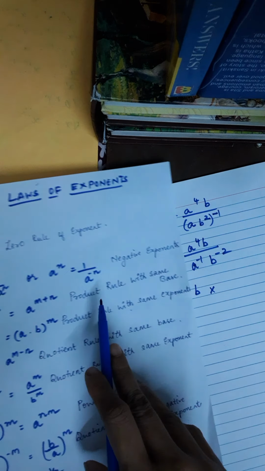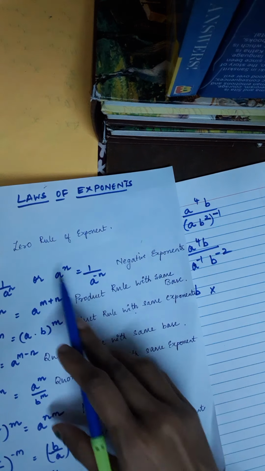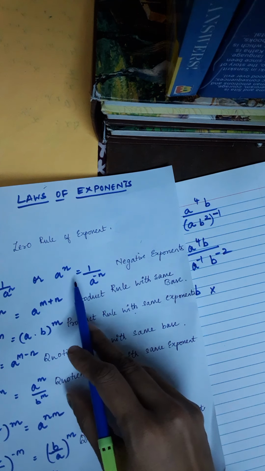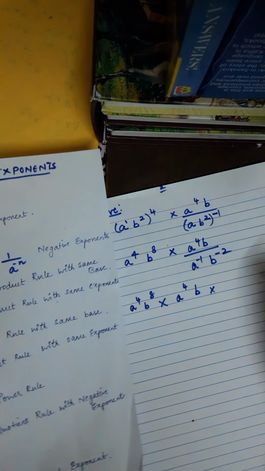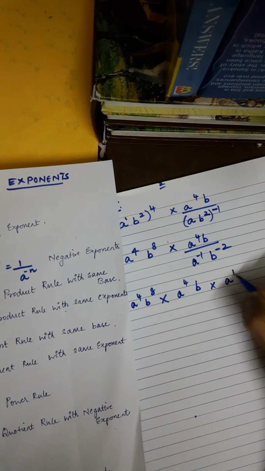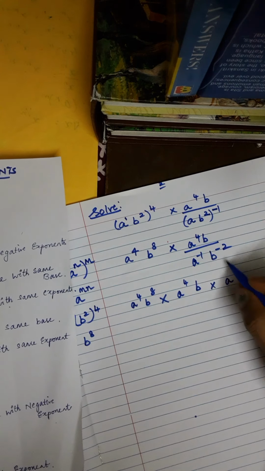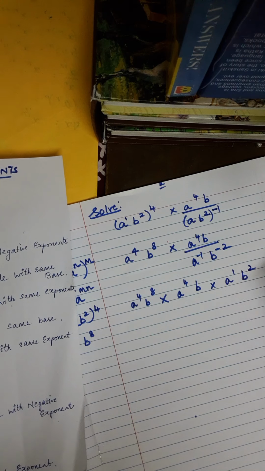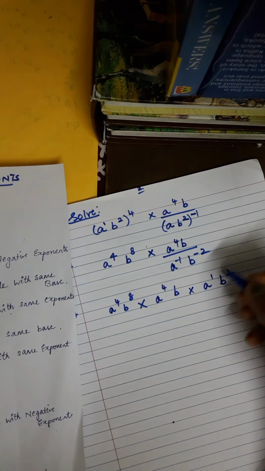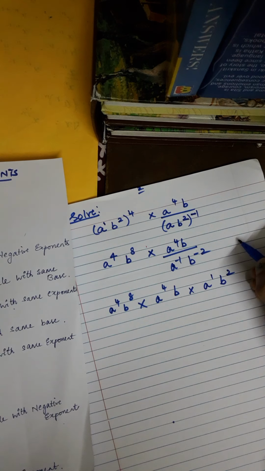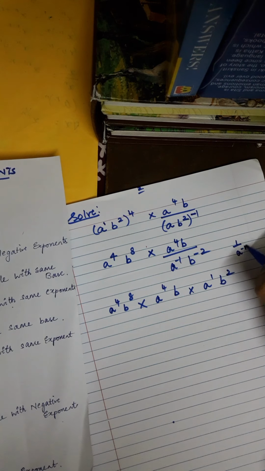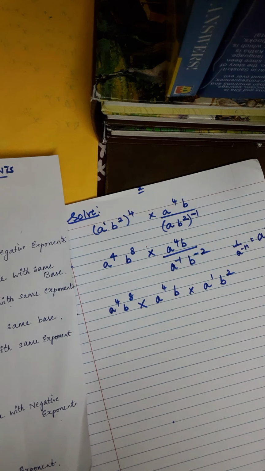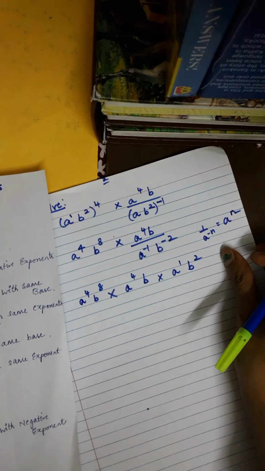1 by a to the power minus n is going to become a to the power n when I'm taking it to the numerator. This rule I'm going to apply. So it will become a positive 1, and if I take b to the numerator, it will become b to the positive 2. So what is the rule I have applied? I have applied that a to the power minus n is nothing but 1 by a to the power n. This rule I have applied here.